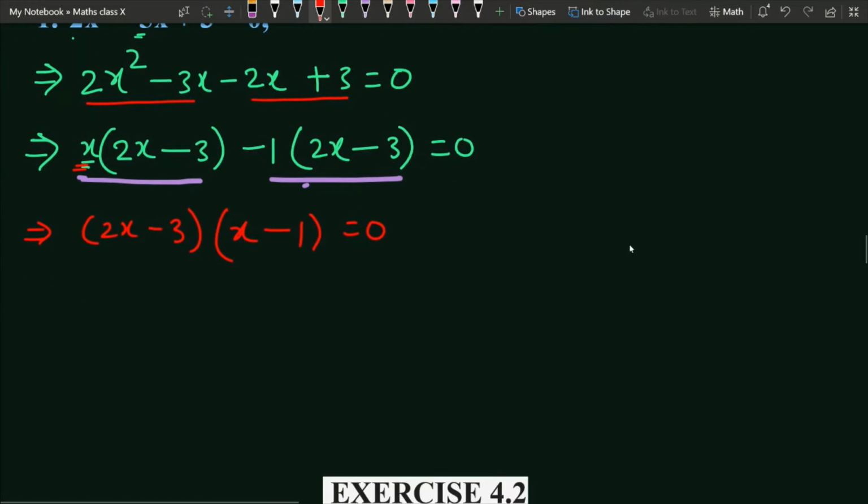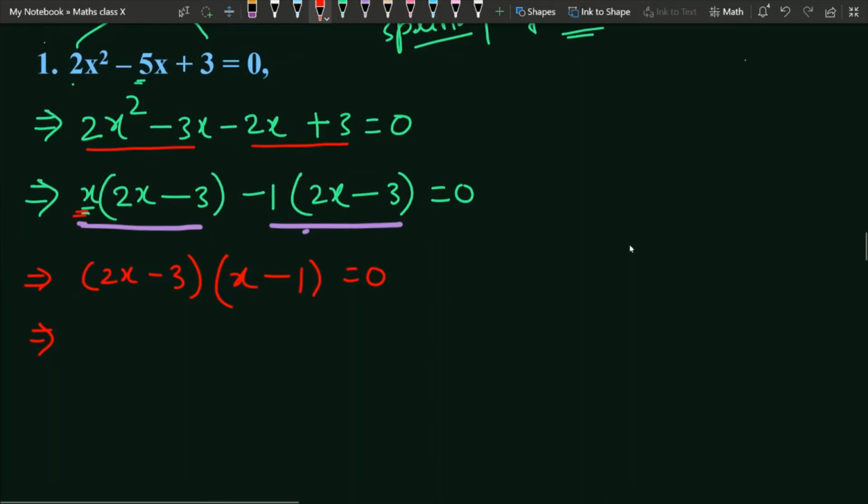Now coming to the next step. So okay, fine. This is the step. You have learnt in class 8 how we factorize by splitting the middle term. Now what we'll do, first we'll equate this whole bracket to 0. 2x minus 3 is equal to 0. Also we will equate the second, x minus 1, to 0.